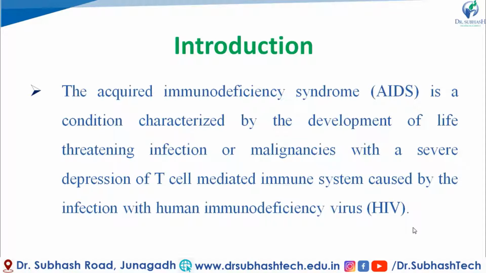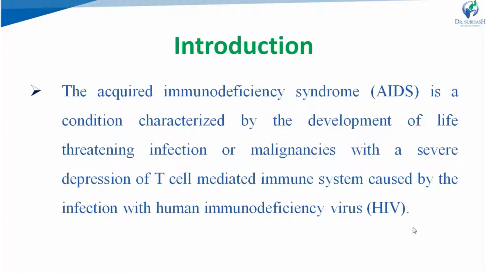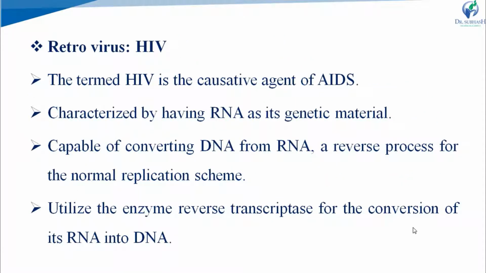Now what is AIDS? It is acquired immunodeficiency syndrome, and it is a condition characterized by the development of life-threatening infection or malignancies with a severe depression of the T-cell-mediated immune system caused by infection with human immunodeficiency virus. In short, HIV infection decreases the immunity of the patient. The T-cell-mediated immune system is depressed by the HIV infection, and that's why it causes the life-threatening condition of the patient.